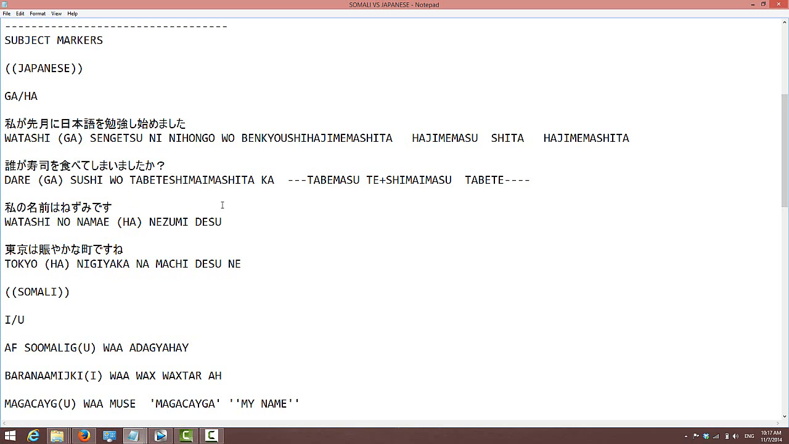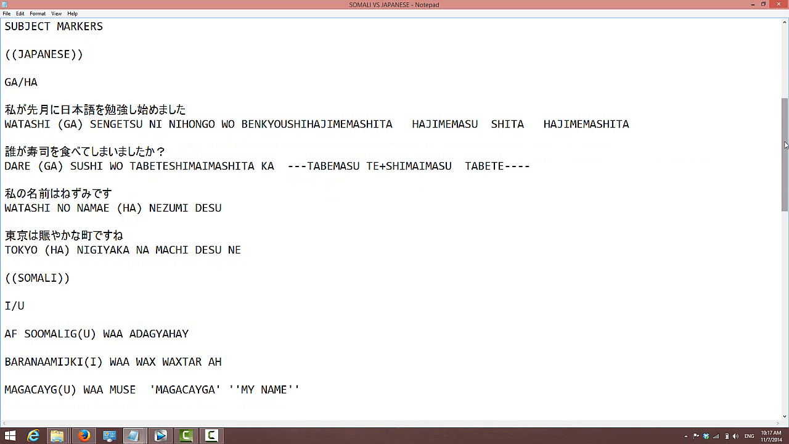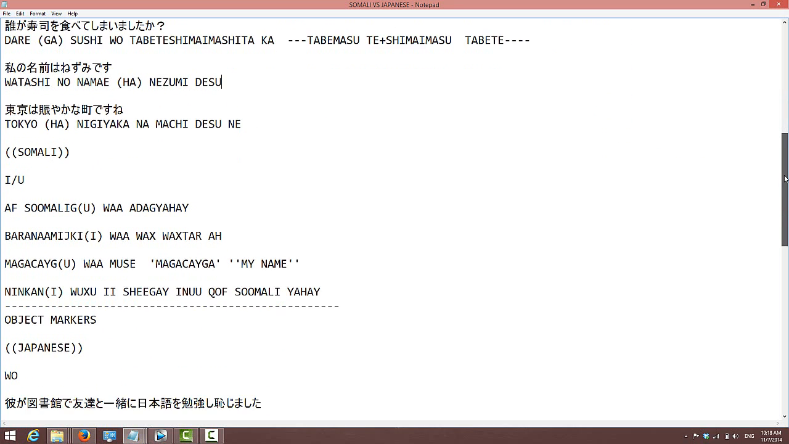So like I said, it just takes time and a lot of exposure and practice to get used to this wa and ga. It was a nightmare. These two particles were nightmares for me at the beginning of my studies. They just weren't making any sense. But I stuck with it and I kept trying to practice, and I was reading things and I got used to it. Now let's look at the Somali.